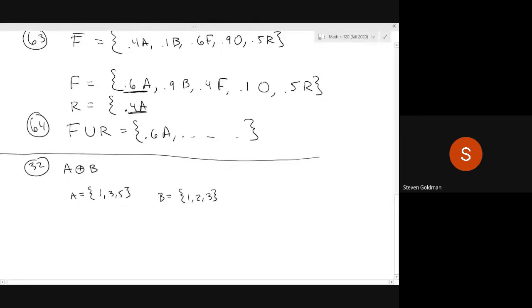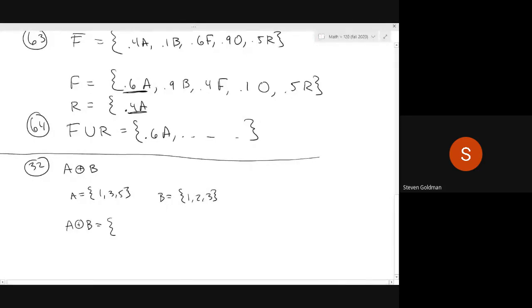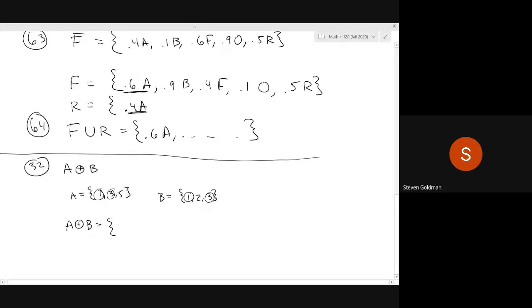All right, so the symmetric difference of these two sets will be the set of elements that are either in A or in B, but not in both. So 1 is in both, so that's not in the symmetric difference. 3 is in both, so that's not in there. So only 5 and 2 are not in both. So those are in the symmetric difference. So that would be the symmetric difference of A and B.